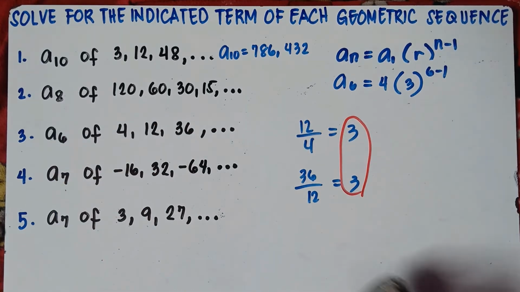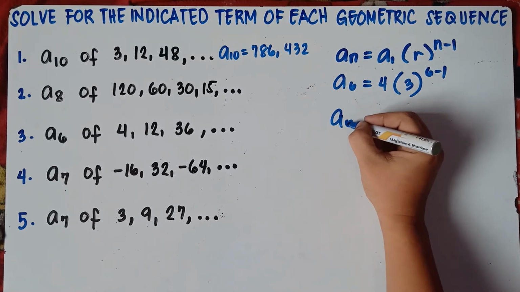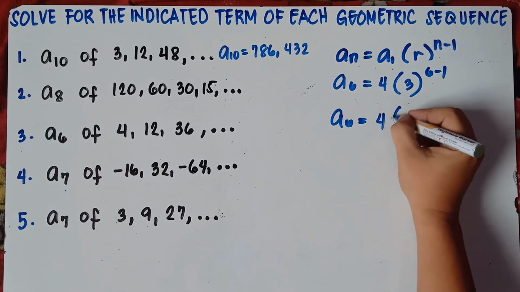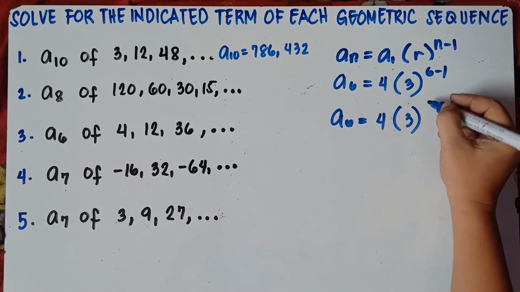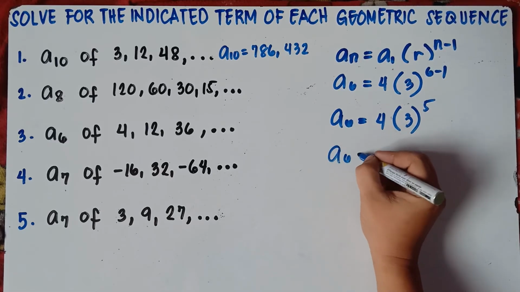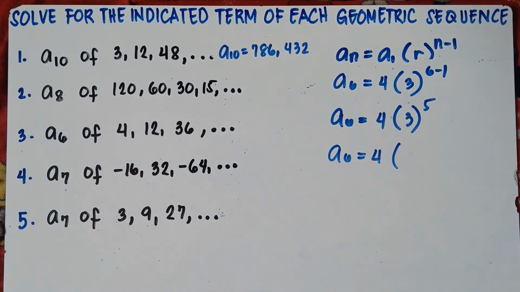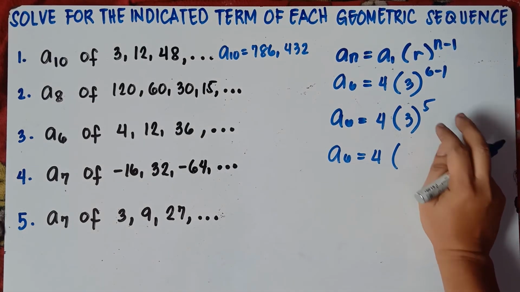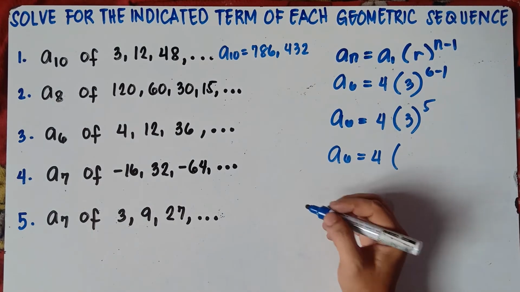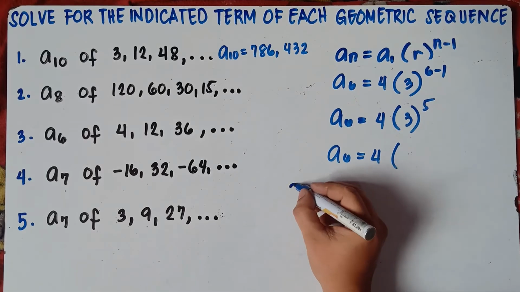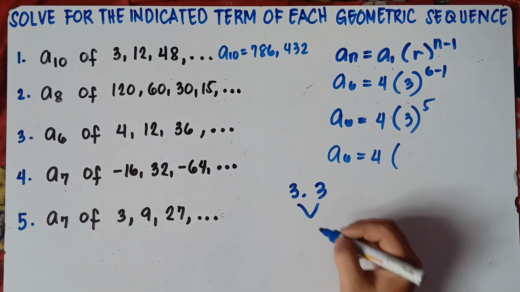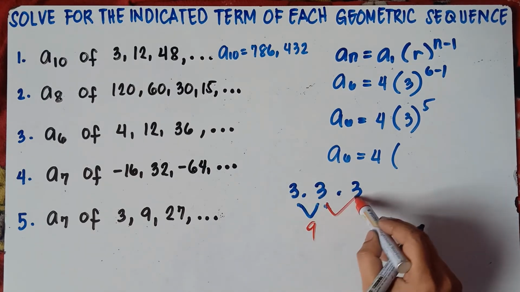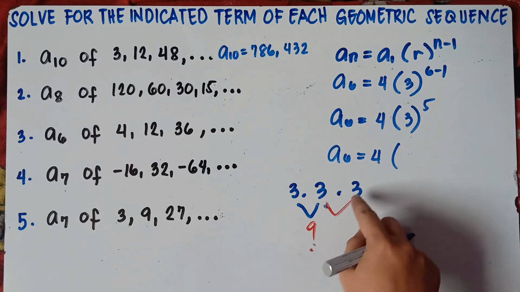6 minus 1. So this will be a sub 6 equals, so do not multiply, simplify this one first. Parentheses, exponent. Copy 4, then 3 raised to the power of 6 minus 1, that is 5. So a sub 6 equals 4 times 3 raised to the power of 5. In this case, class, we can actually multiply this manually. Let's do it without using the calculator, because this is just raised to the power of 5. So 3 times 3, two 3s, that would be 9. Times 3, so we have three 3s. 9 times 3 is 27.